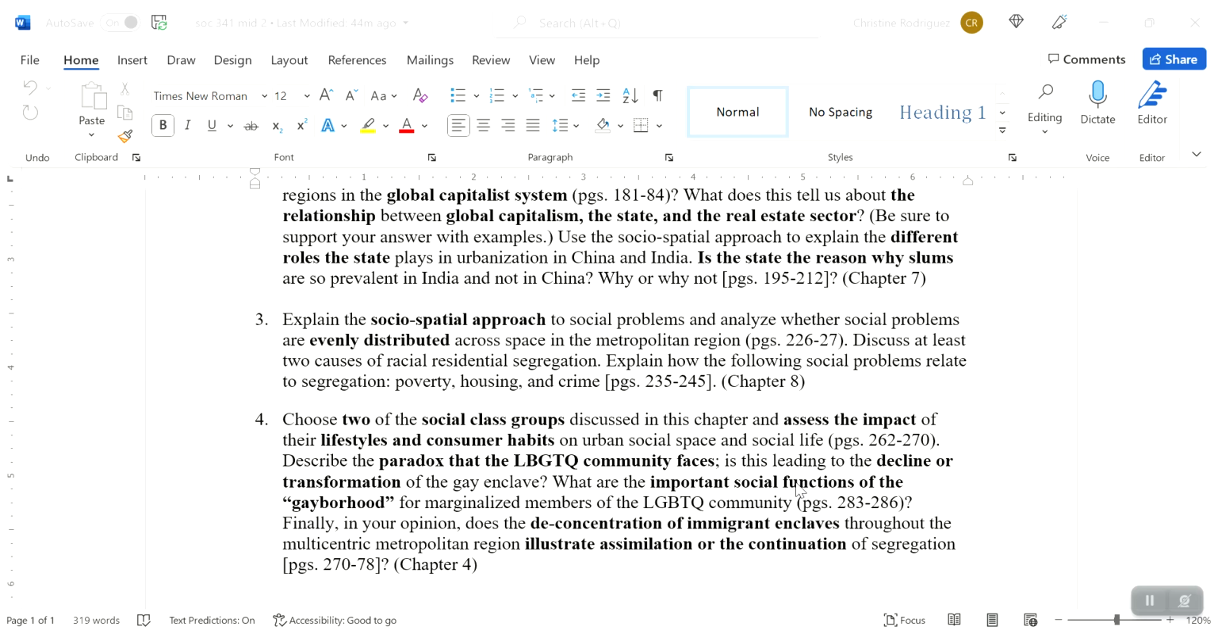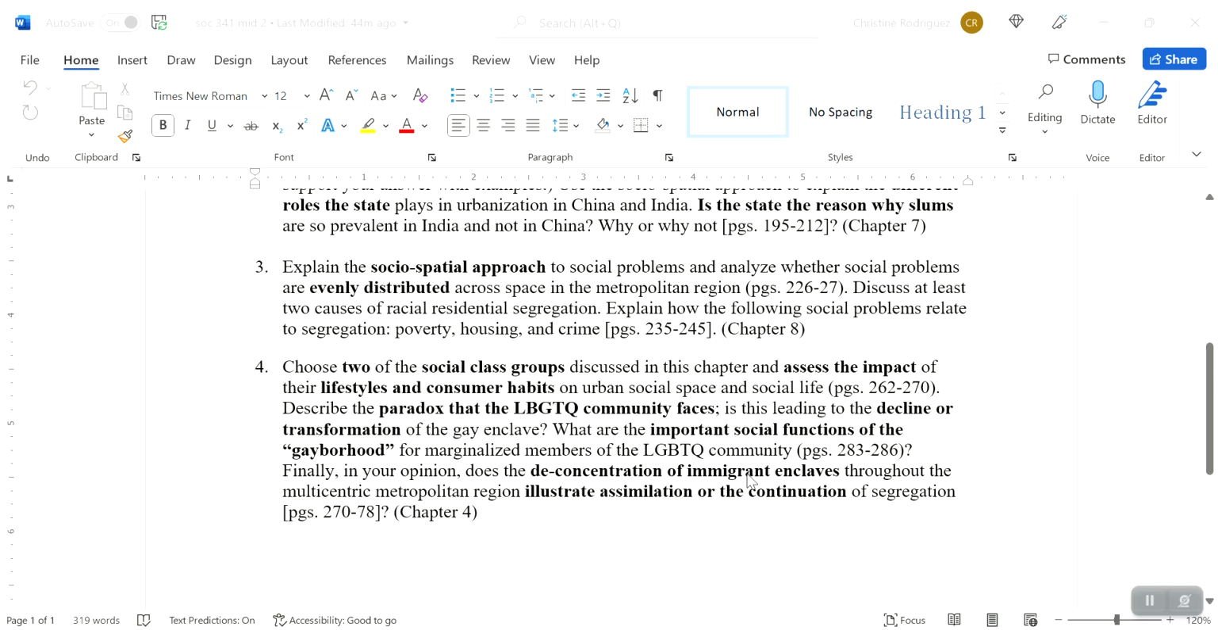And then finally, the 4th question comes from chapter 9. Choose 2 of the social class groups discussed in this chapter and assess the impact of their lifestyles and consumer habits on urban social space and social life. Describe the paradox that the LGBTQ community faces. Is this leading to the decline or transformation of the gay enclave?